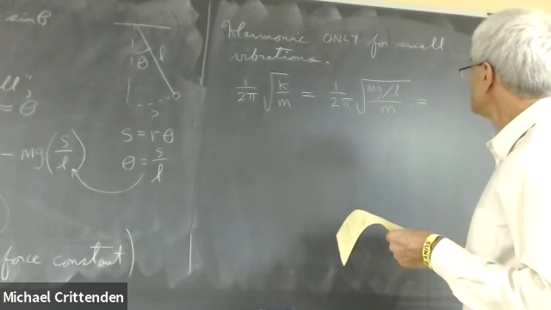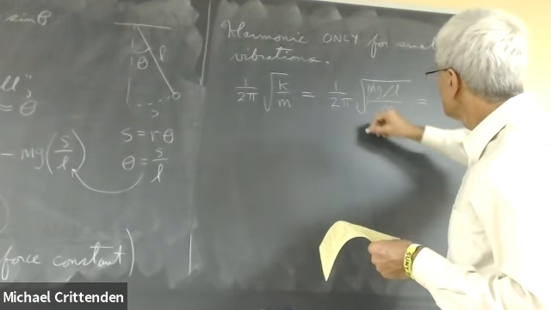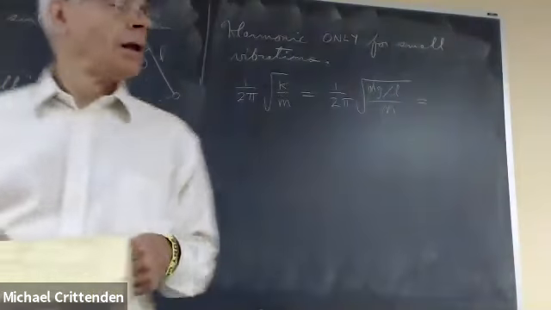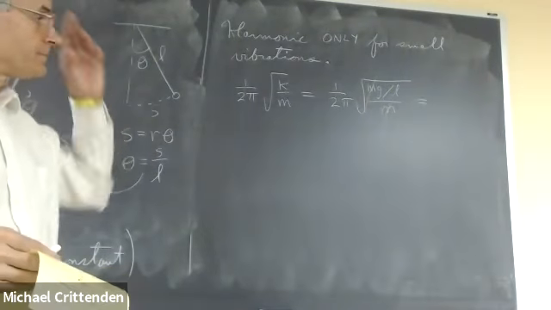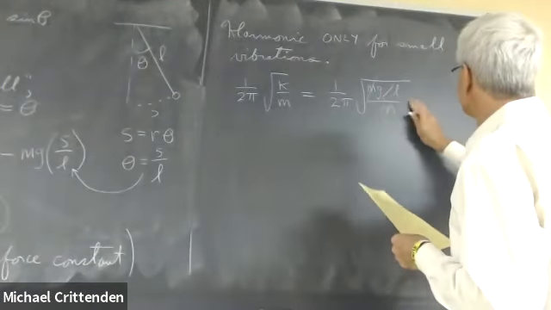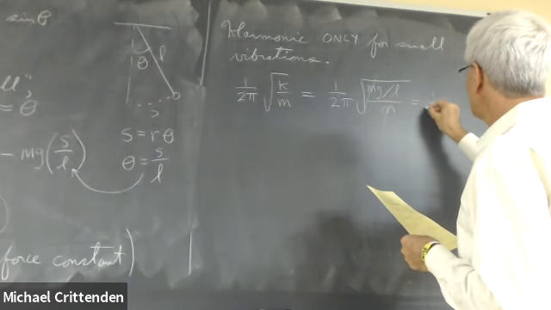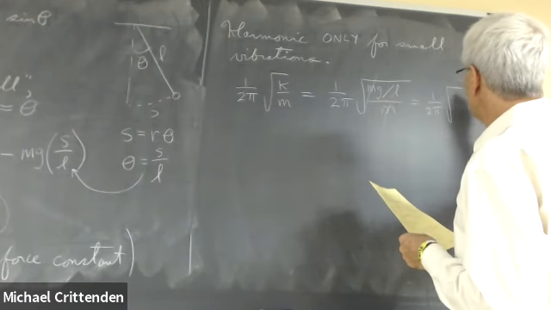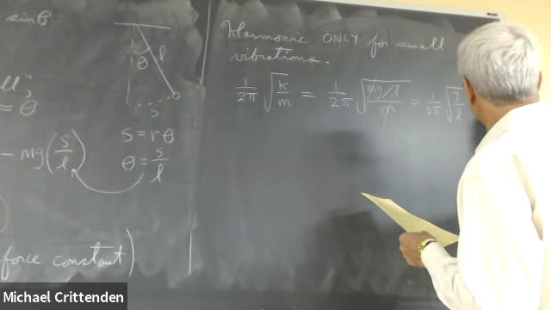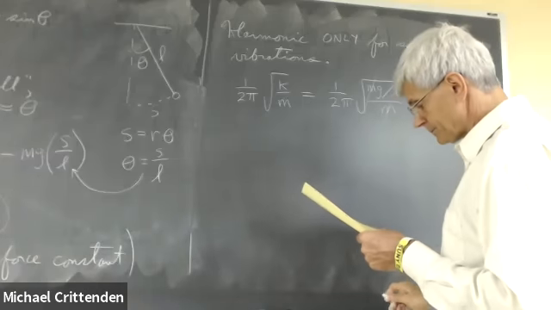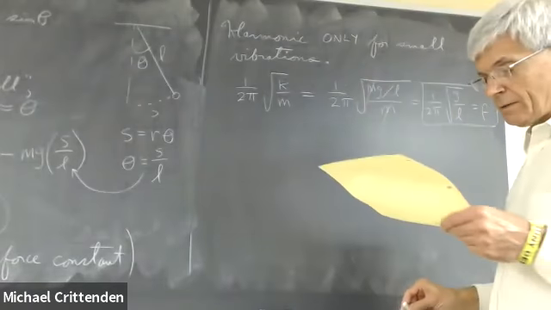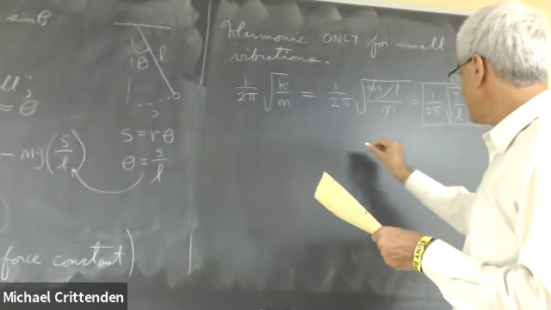And then an interesting thing happens. The mass drops out. Frequency is just 1 over 2 pi square root of g over L. And if you want to look at it the other way around, the period would be the reciprocal of that.